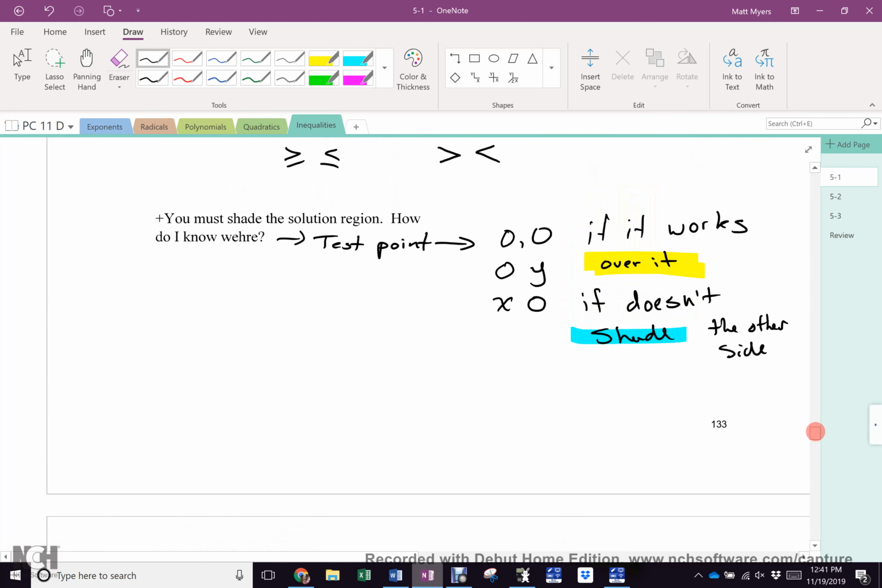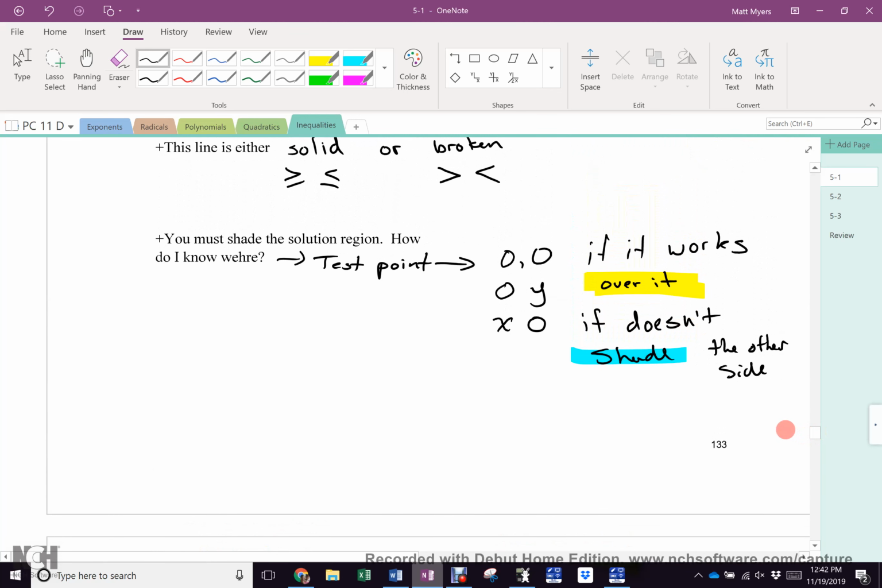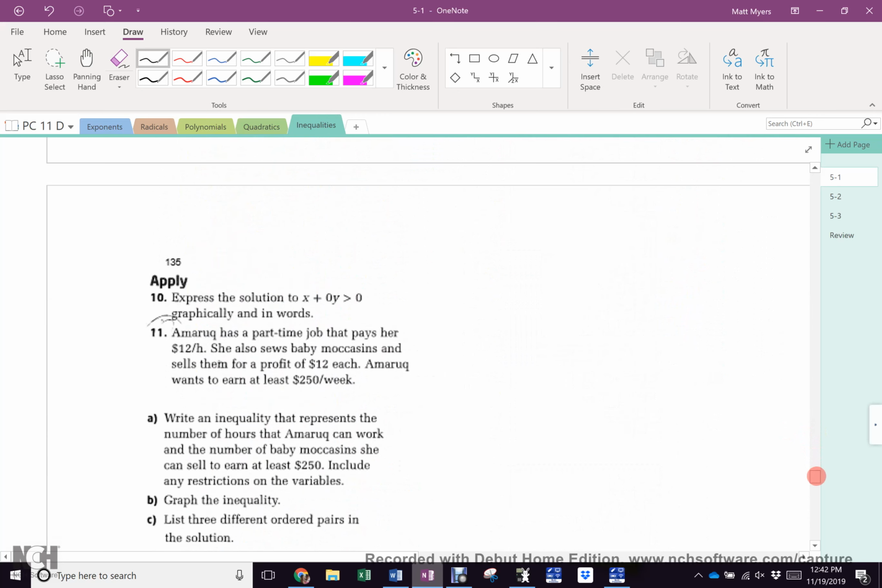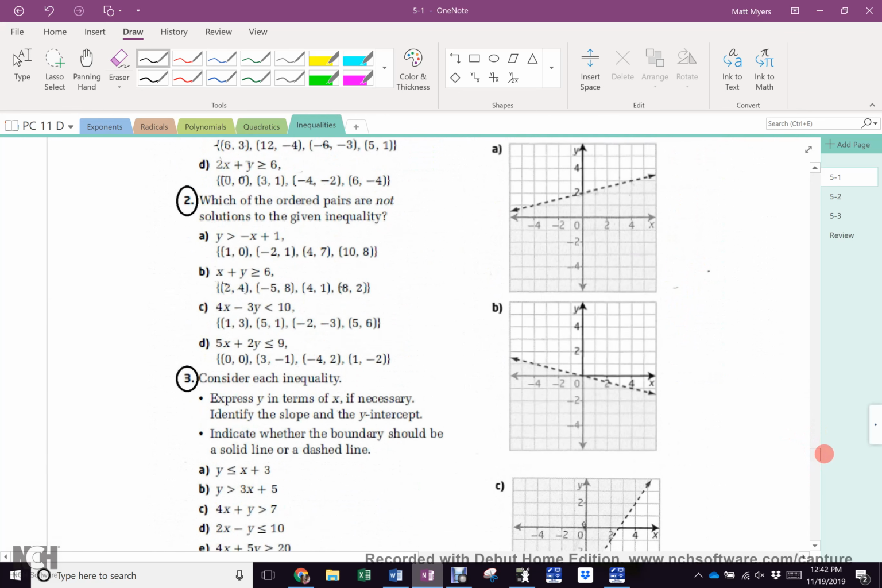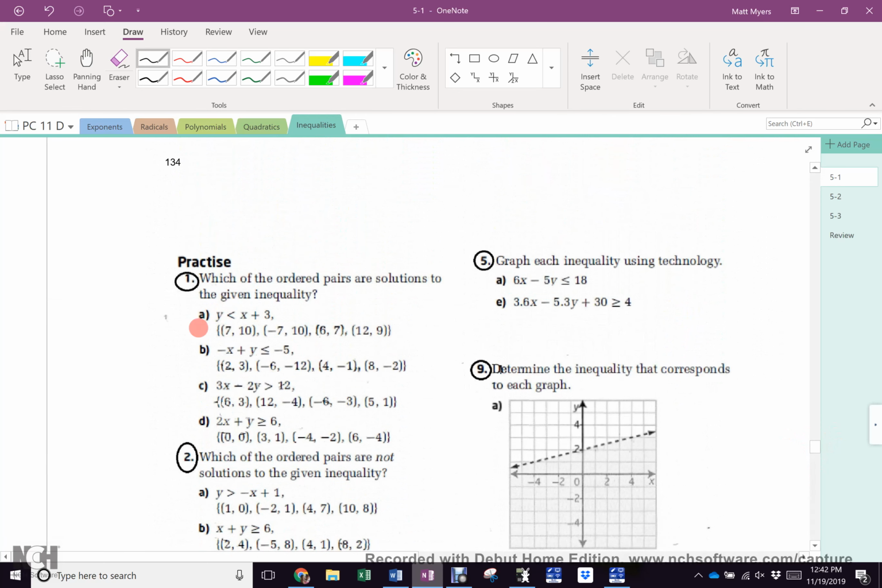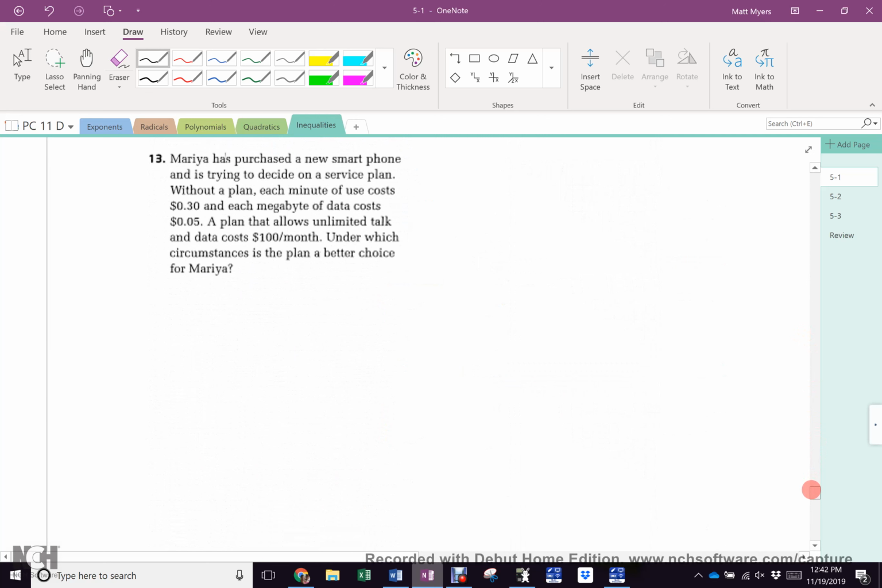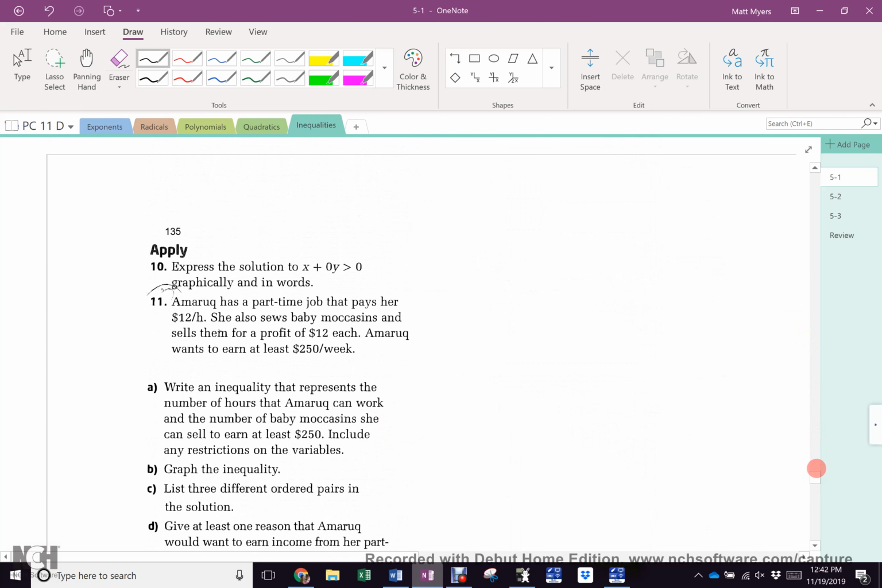Now listen to me. If you are happy with C's and C pluses, the work I have circled on page 134 and 135 is what you need to be able to do. Do you need to be able to do all of them? No, because if you can do one or two of them, you can probably do all of them. If you only want a C or a C plus, by all means, only do practice from page 134. If you want to get the B or the A, you'd better do a couple from page 135.